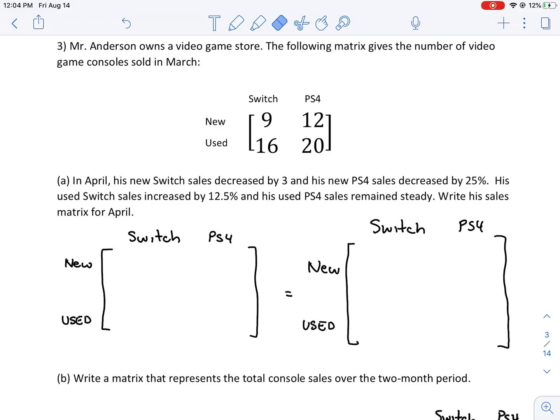Hello class, in this video I'll be showing you an application of addition and subtraction of matrices. Let's begin. Mr. Anderson owns a video game store. The following matrix gives the number of video game consoles sold in March.